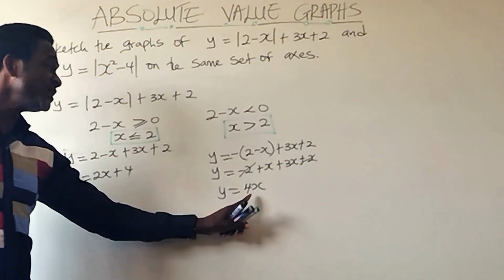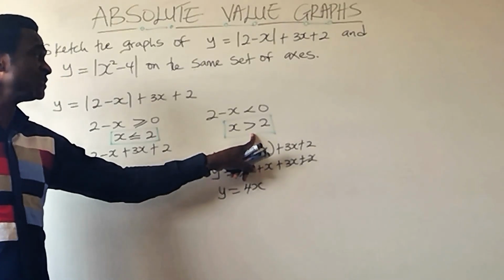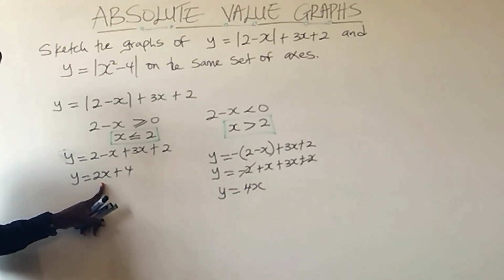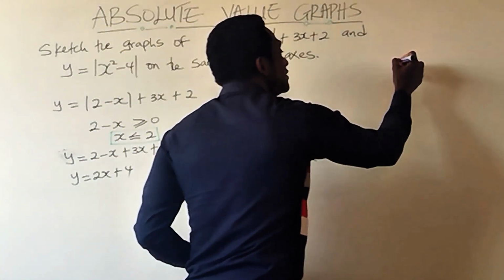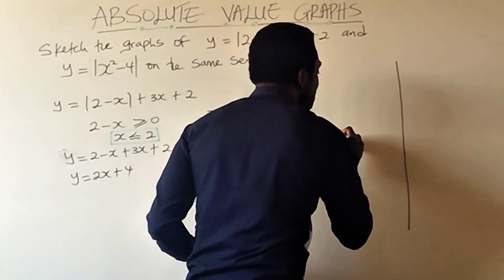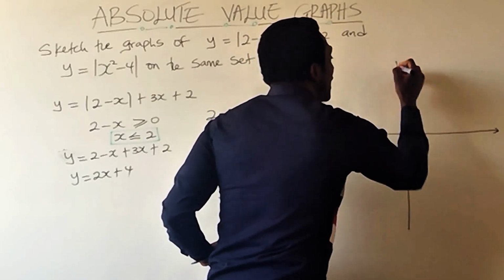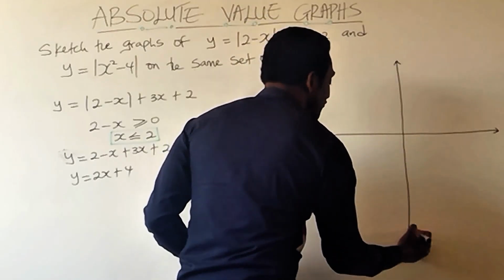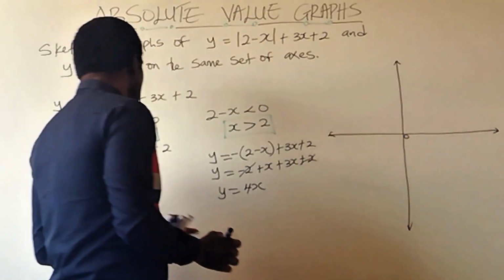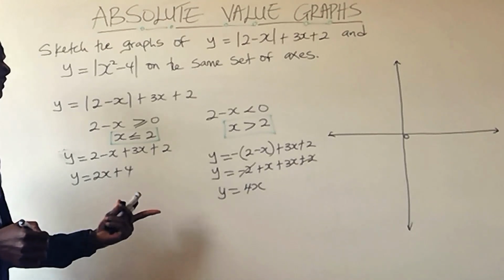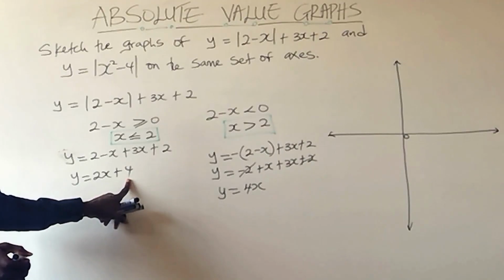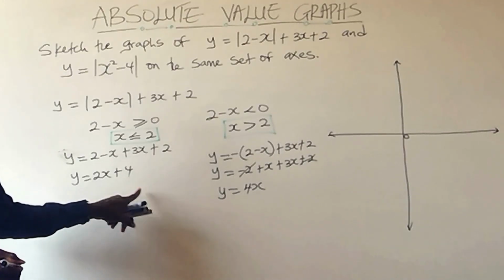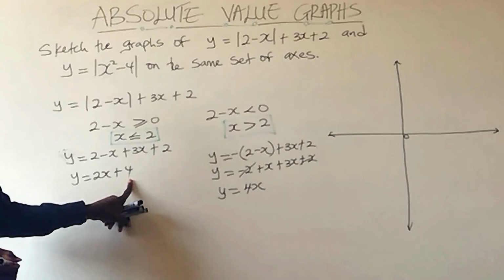So we are going to sketch the graph of 4x with this restriction and sketch the graph of 2x plus 4 with this restriction on the same set of axes. So this is what differentiates the absolute value graph from other graphs. Luckily, these are just linear functions, so we only need our x and y intercept for each. Here our y-intercept, remember mx plus c or mx plus q, this serves as our y-intercept.